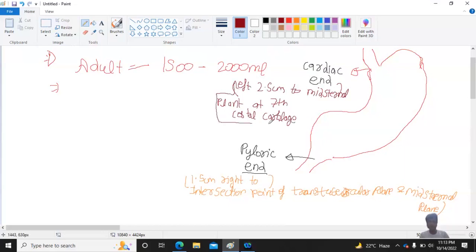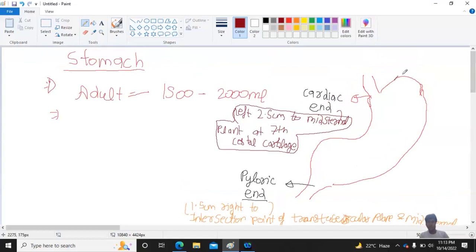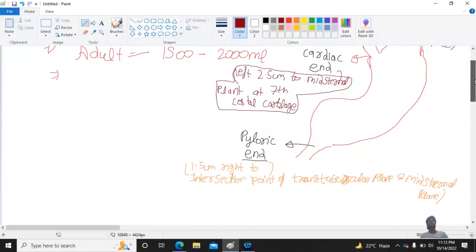So these are the dimension points of the stomach. This fundus region reaches up to the fifth costal space. So this is the position of the stomach.